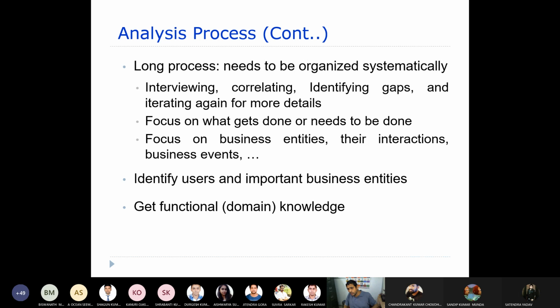Who are the users going to be involved? Who are the users going to use that particular system, right? And what business entities are involved, right? What sort of different business modules are there, okay? And you try to get some functional or domain knowledge also, because the analyst is going and interacting with various people in that organization so as to identify the requirements. Doing so, he is actually gaining the domain knowledge.